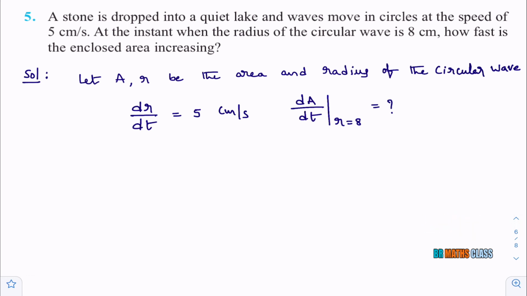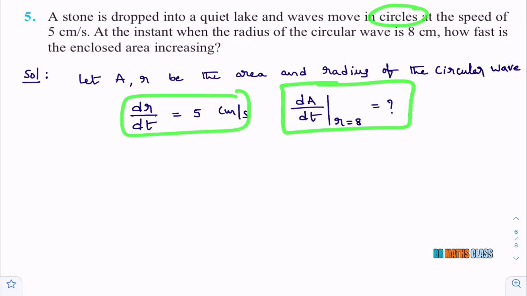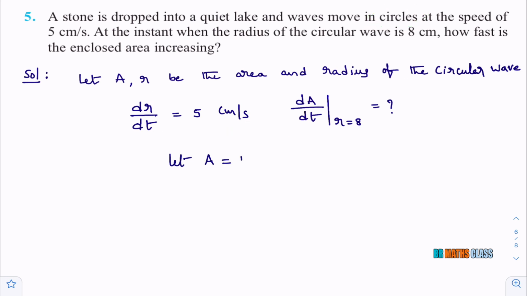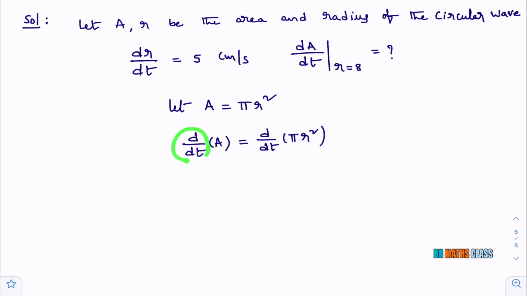So first I identified that this is a circle problem. Next I wrote the given information. Next I wrote what is to be calculated. To proceed further, I'll take the area of this circle. We know the formula. Area of circle formula is what? Pi r square. What do I need? dA by dt. To get dA by dt, differentiate this equation with respect to t on both sides. I just wrote d by dt to this equation, that means I am differentiating with respect to t on both sides. d by dt of A is dA by dt.